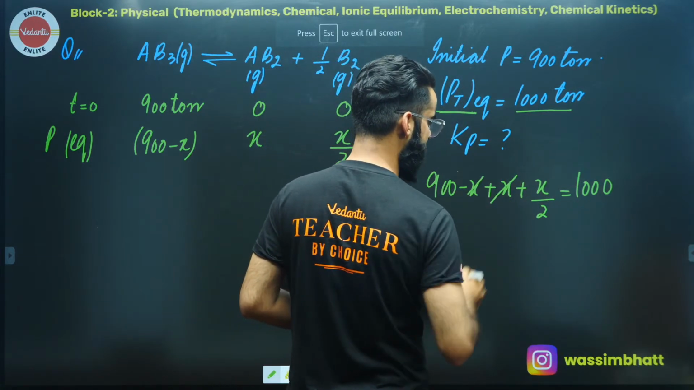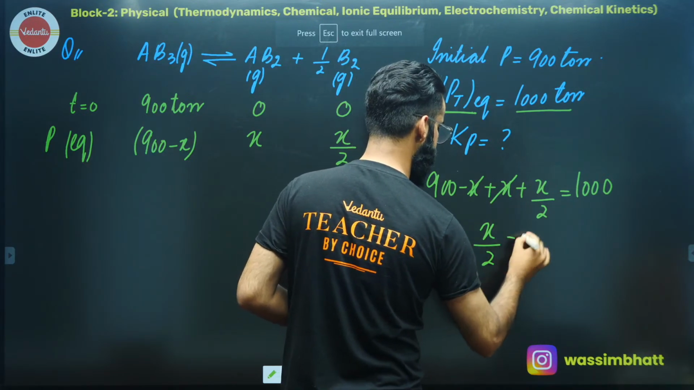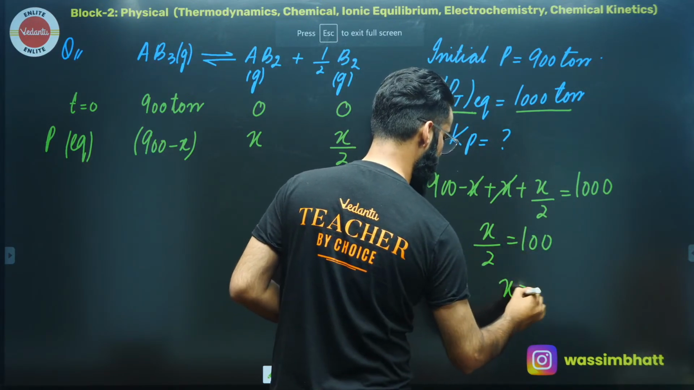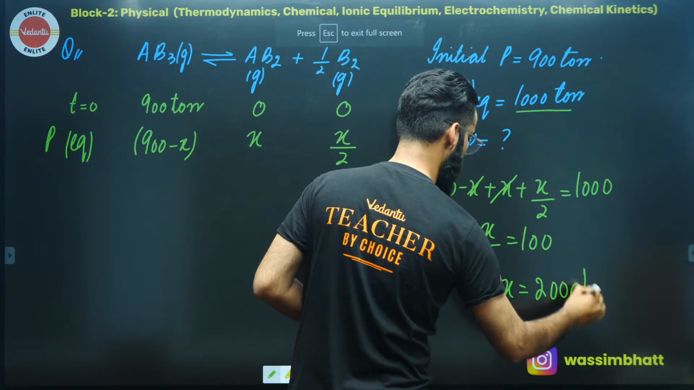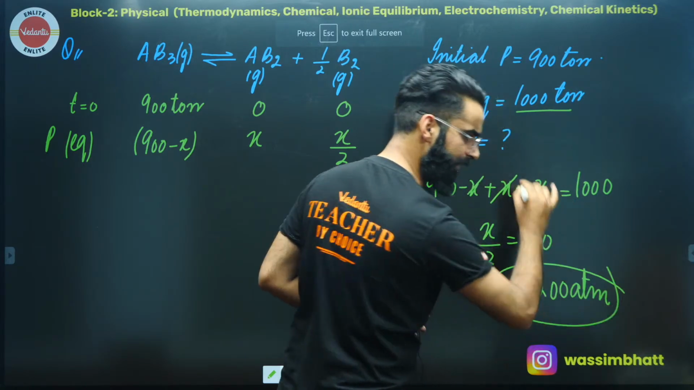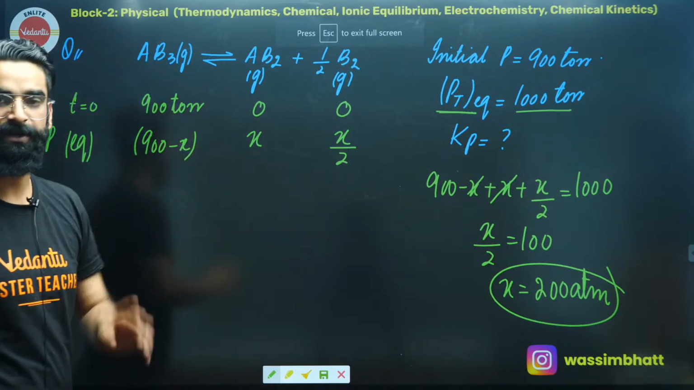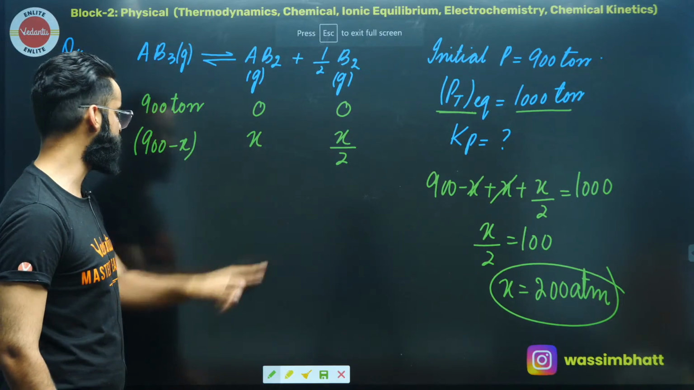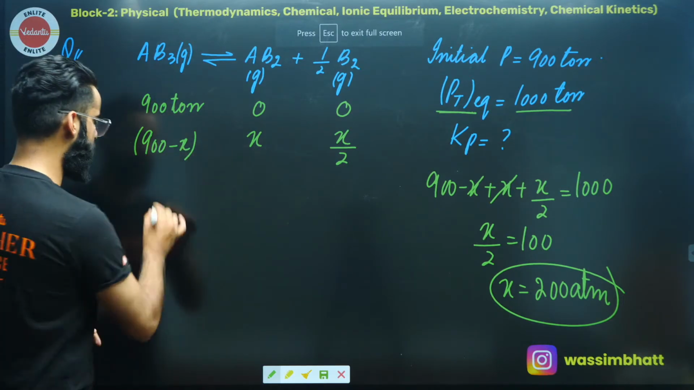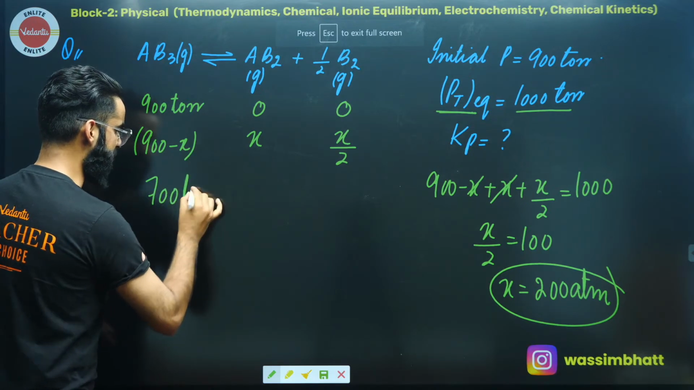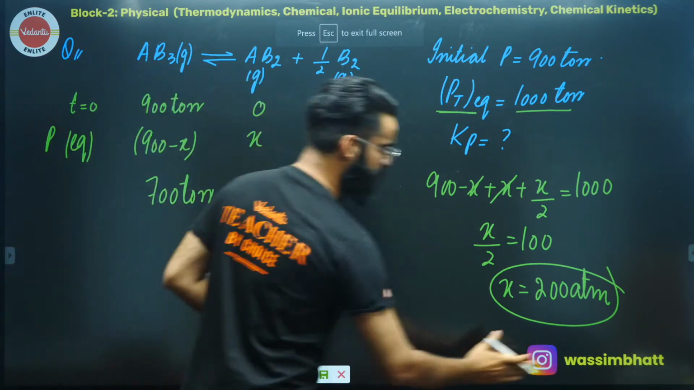Now this x got cancelled, so you get x by 2 is equal to 100. If x by 2 is equal to 100, from here you get x is equal to 200. Since you got the value of x, now what are you going to do with it? Put the value of x into these terms over here. It's going to be 900 minus 200, which comes out to be 700. Sorry, the pressure is given in torr, not in atm.